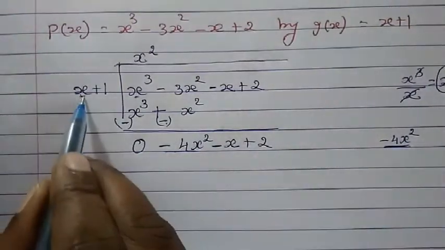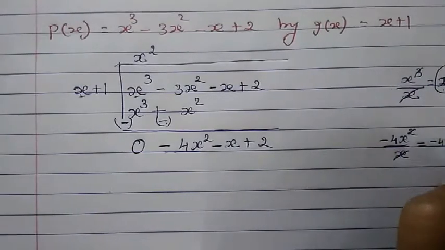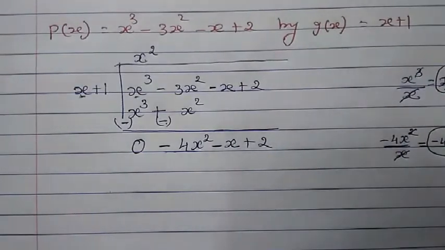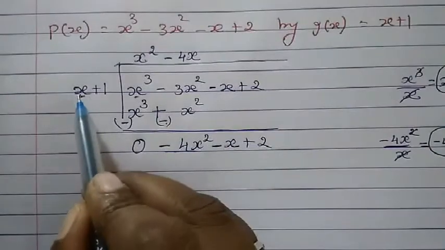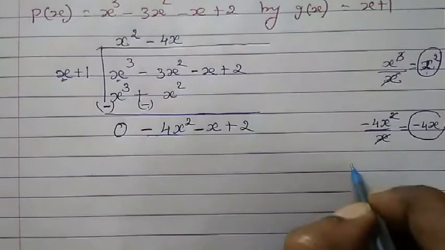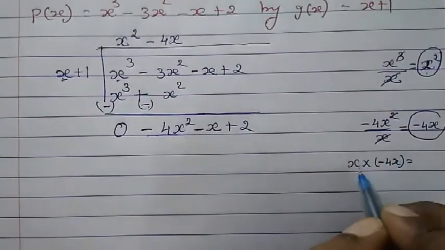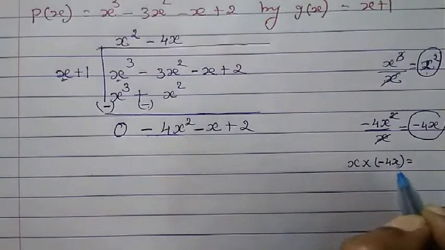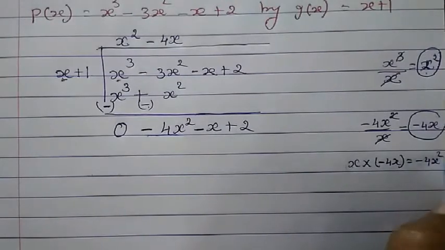Now divide with the x. So x and x, 1x gets cancelled. So what will we have? Minus 4x. So write this down here. That is what? Minus 4x. Now you multiply x into minus 4x. If you don't know how to do it directly, you can write down x into minus 4x. So what will you get? Here 1x is there. 1 into minus 4 you will get minus 4 only. x into x you will get x square.